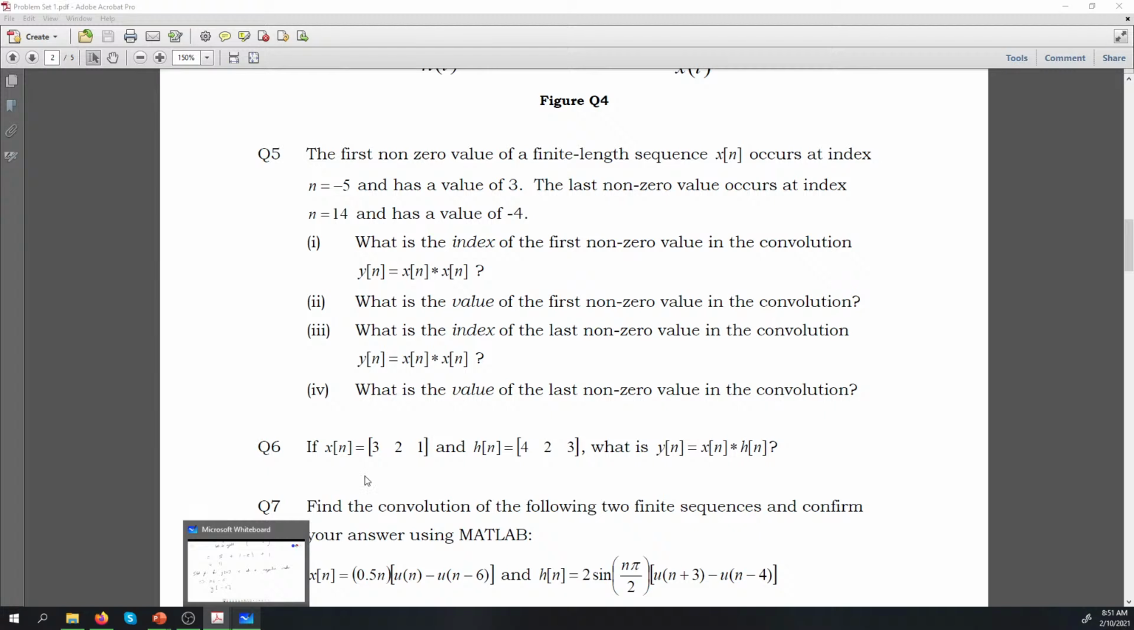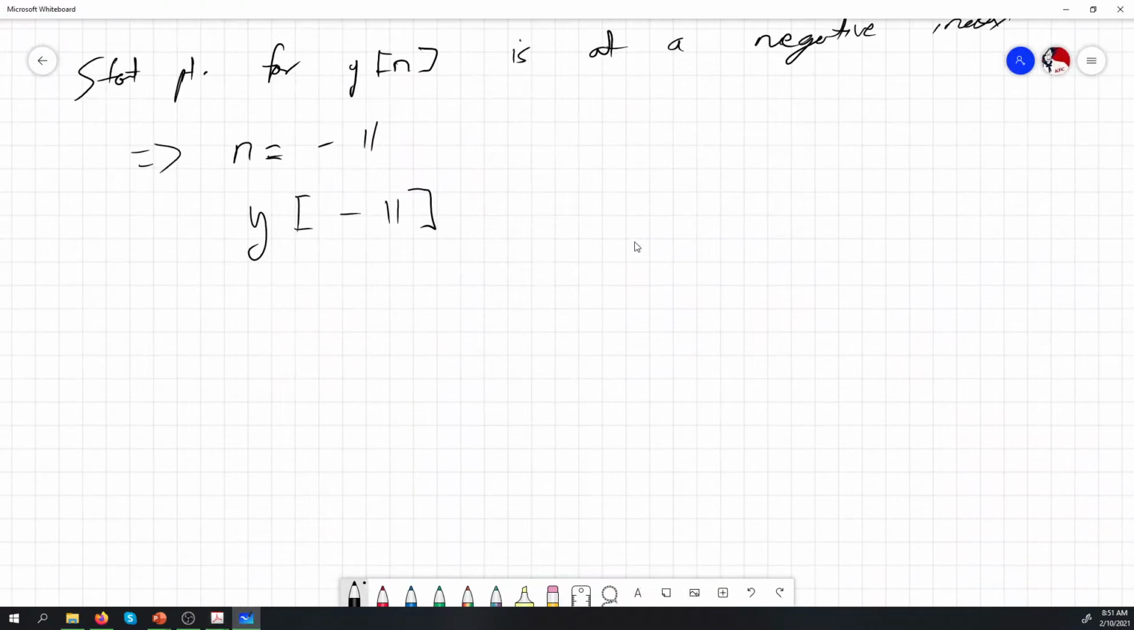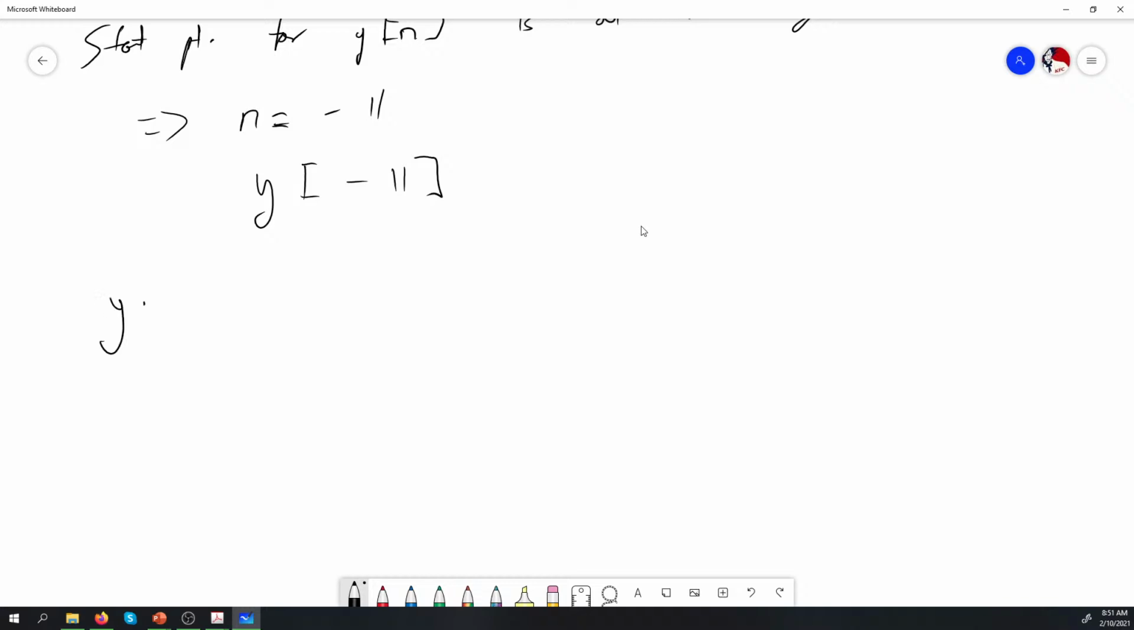Then similarly, when the question asks what is the value of the first non-zero value in the convolution, that's just going to be 3 multiplied by 3 here, which will give us a value of 9. So y of minus 11 will be 3 multiplied by 3, gives us a value of 9. So this is part B.